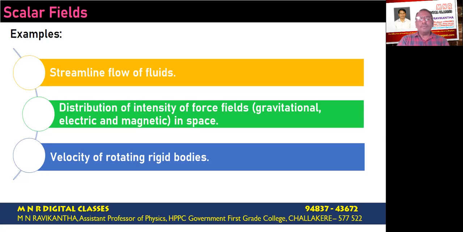Second example is the intensity of force fields, that is gravitational field, electric field, magnetic field. Gravitational field due to mass, electric field due to charge, magnetic field due to the magnetic poles. The third best example for a vector field is the velocity of a rotating rigid body. We are going to discuss these examples in detail in the later part of this session.